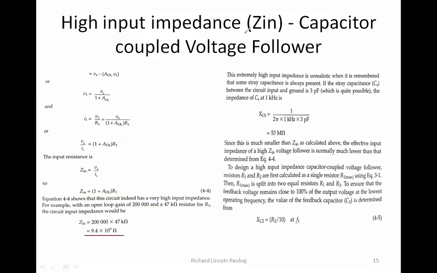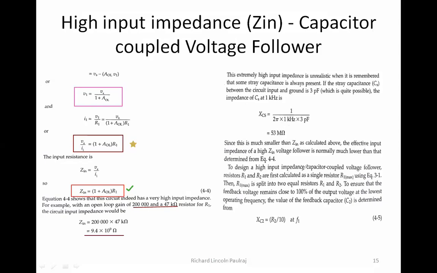Since this is much smaller than Zin as calculated above, the effective input impedance of the voltage follower is normally much lower than determined from this equation. So we are not getting these high values, but we are getting about 53 mega ohms, and this is due to the stray capacitance.